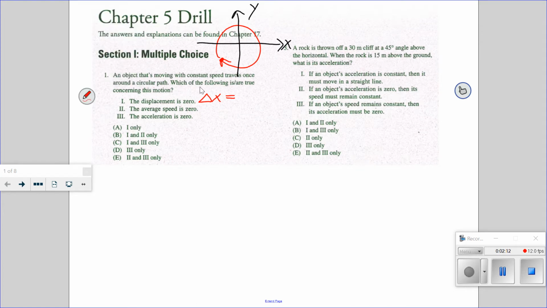Which of the following are true? Is the displacement zero? Is the average speed zero? Well, it's constant speed. I really don't think speed can be zero. Is the acceleration zero? We just did a clumsy proof last week. If you go in a circle, you might have not accomplished anything going right back to your starting point. But the acceleration is definitely not zero. It's v squared over r.